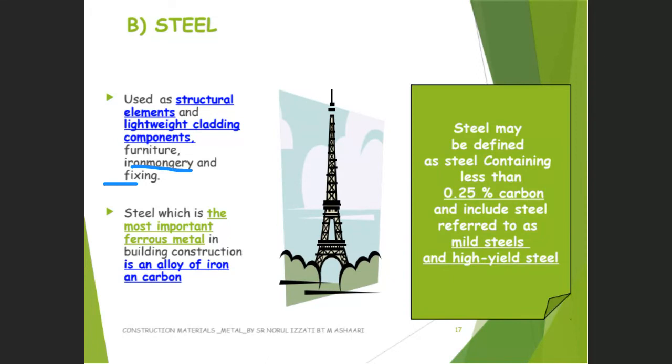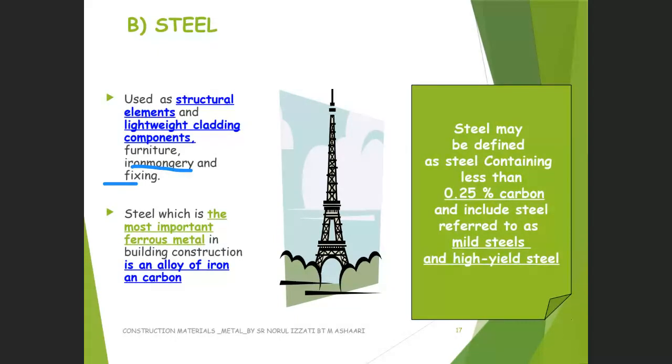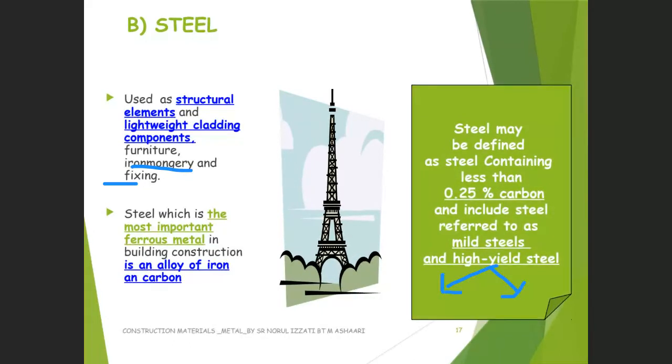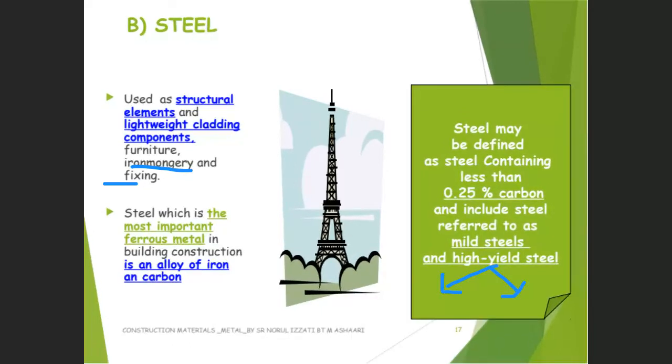Steel, which is the most important ferrous metal, is an alloy of iron and carbon, means iron plus carbon. In terms of the production and the proportion of carbon, steel may be defined as steel containing less than 0.25% carbon and includes steel referred to as mild steel and also high yield steel. This is the symbol that you can normally see in the construction drawing. For example, mild steel is normally used for bar reinforcement, and the symbol is R, and for high yield steel, the symbol is either T or Y.